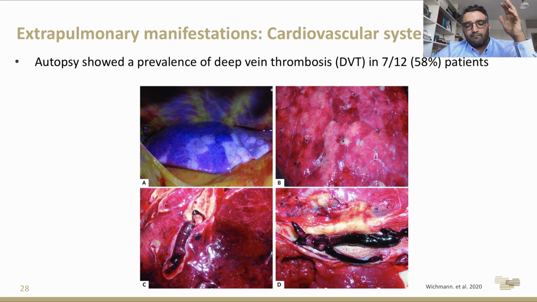So what I'm trying to show with these publications or case reports is that we shouldn't only think of COVID-19 as a disease of the lungs, but we should also think further than that, and it is proven that it's affecting other organ systems in the body, not only the lungs.